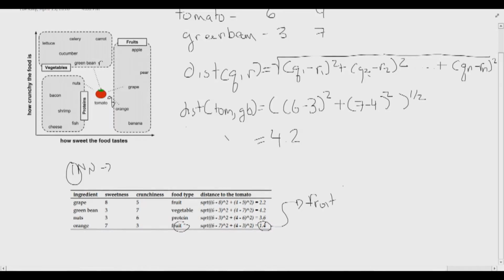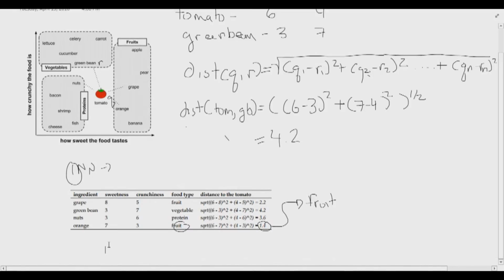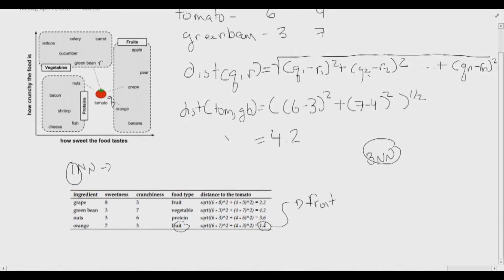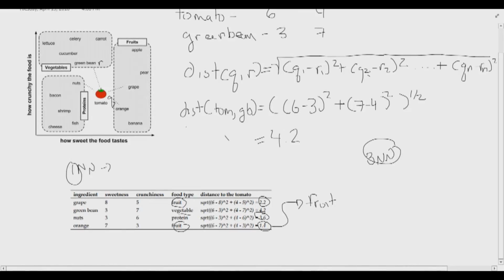Now let's say we use instead a higher k-value. So how would we do that? Well, it just changes the weighting. You still have to calculate all the distances. Let's use 3NN. Now we will take the 3 nearest neighbors. So that'll include the orange, the fruit. Who's the second nearest neighbor? The second nearest neighbor is the grape. And the third nearest neighbor is nuts, and that's a protein.